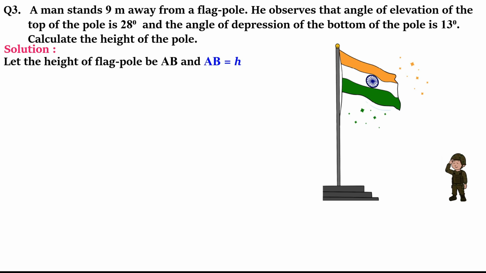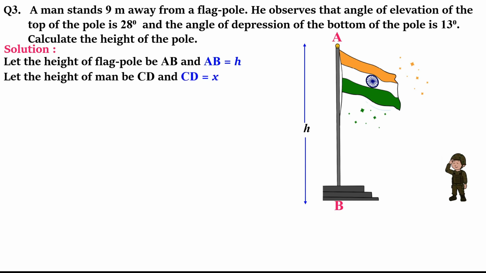So let's first of all give some name to these figures. Let the height of the flagpole be AB, because the question is calculate the height of the flagpole. So let the height of the flagpole be AB, and we have taken AB as H meter. So let's mark it as H. The next thing we will do is, let's give a name to that man also. Let the height of the man be CD, and we are taking it to be X meter.